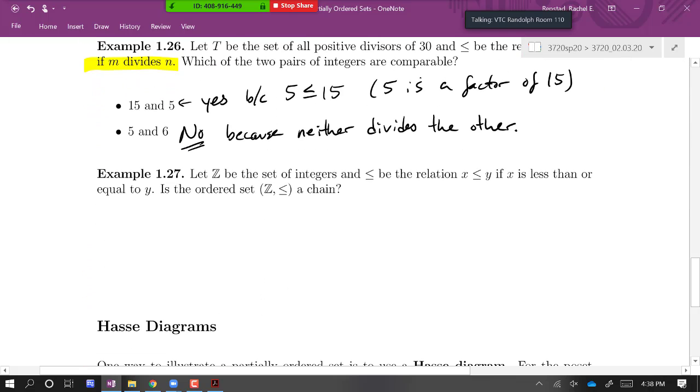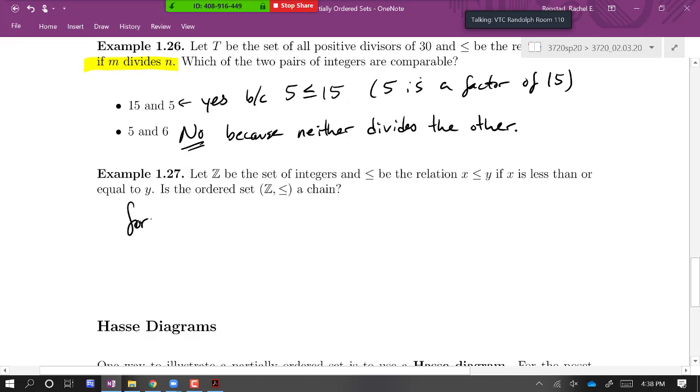Oh, here we go. This example 127 is the same thing as the real numbers. I just defined the same relation on the integers instead of the reals. But this is a partial ordering. In fact, it is a total ordering. We've already shown it's a partial ordering because everything we did for the real numbers holds for the integers here.